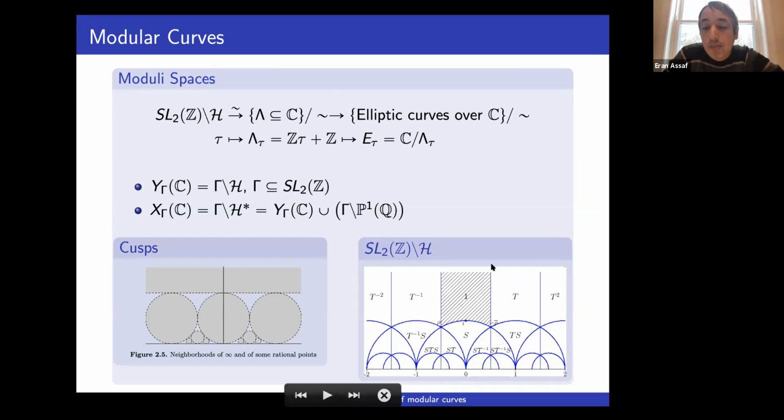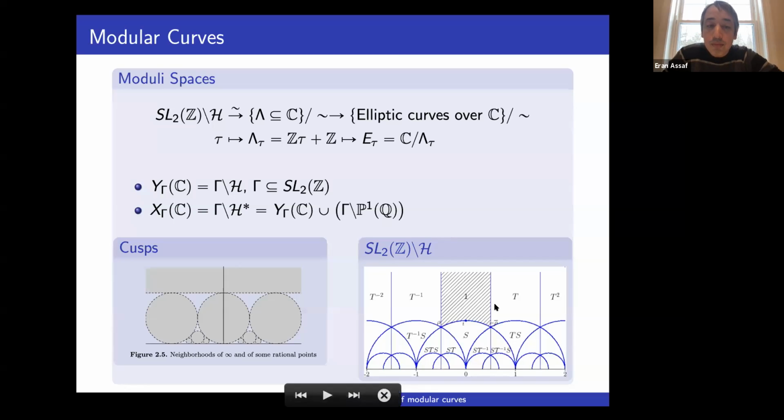On the bottom right-hand side, you can see the quotient space SL2Z mod H, that's in the striped area here. This is a fundamental domain for the action of SL2Z on this upper half plane. So every point has a point in this domain. And to compactify it, we can simply add the point at infinity. Now, the S and T that you see here are the two generators of the group SL2Z.